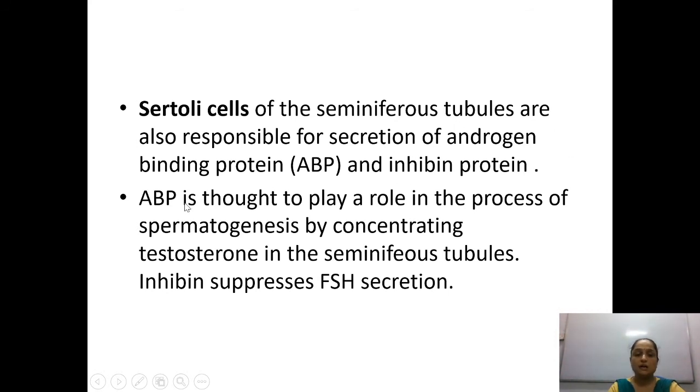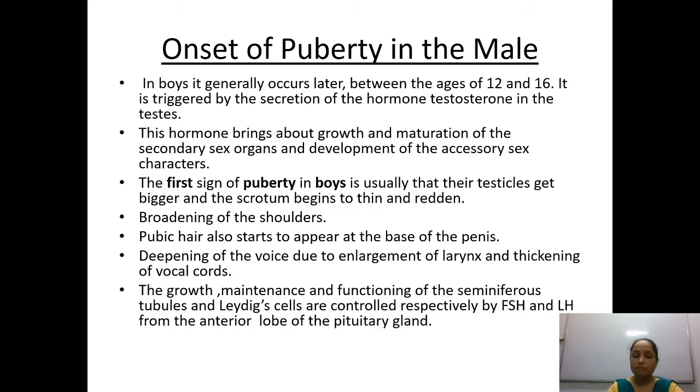ABP, that is a androgen binding protein, is thought to play a role in the process of spermatogenesis by concentrating testosterone. तो ये ABP क्या करता है? टेस्टोस्टेरॉन को कंसंट्रेट करता है किसमें? In the seminiferous tubule. And inhibin also suppress follicle stimulating hormone secretion.